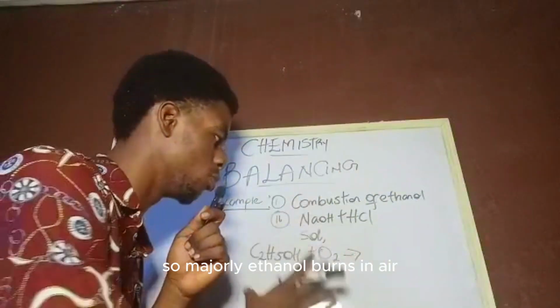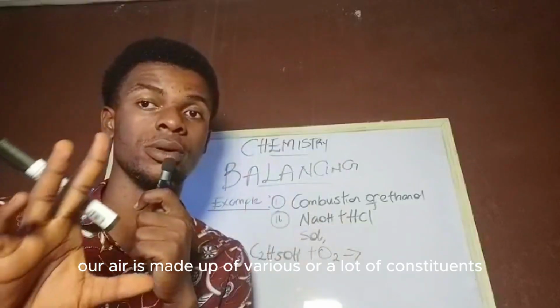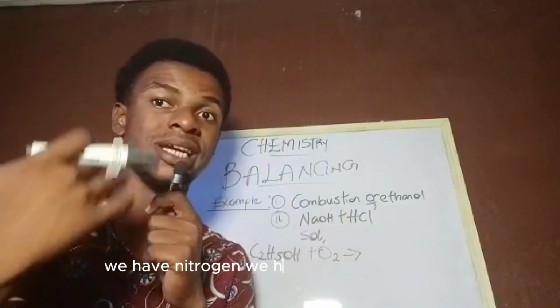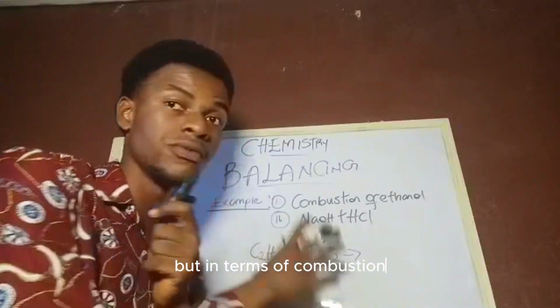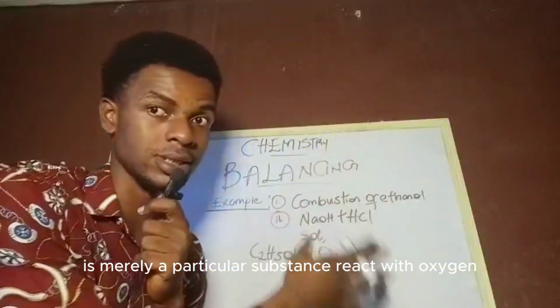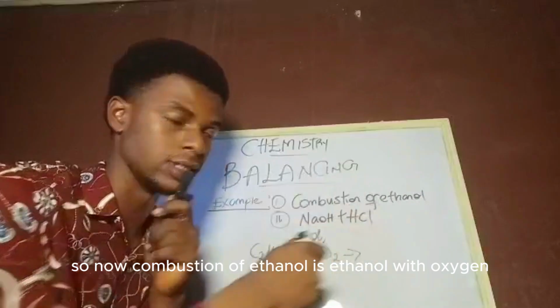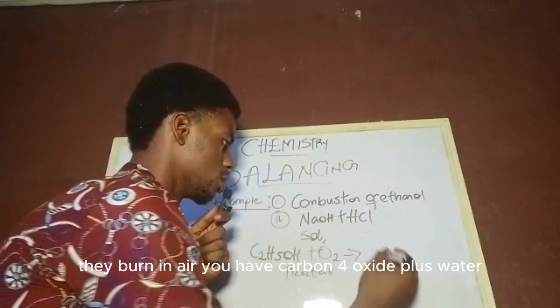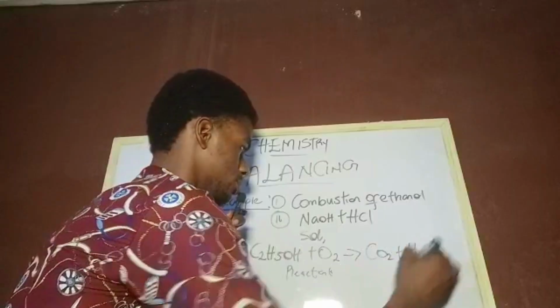Majorly, ethanol burns in air, and you know our air is made up of a lot of constituents. We have nitrogen, we have oxygen, and so on. But in terms of combustion, it's majorly a particular substance reacting with oxygen. So the combustion of ethanol is ethanol with oxygen. Now when these two burn in air, you have carbon dioxide plus water.